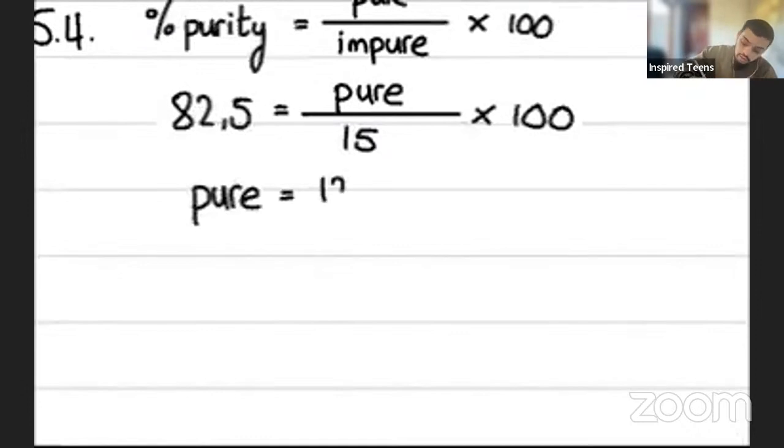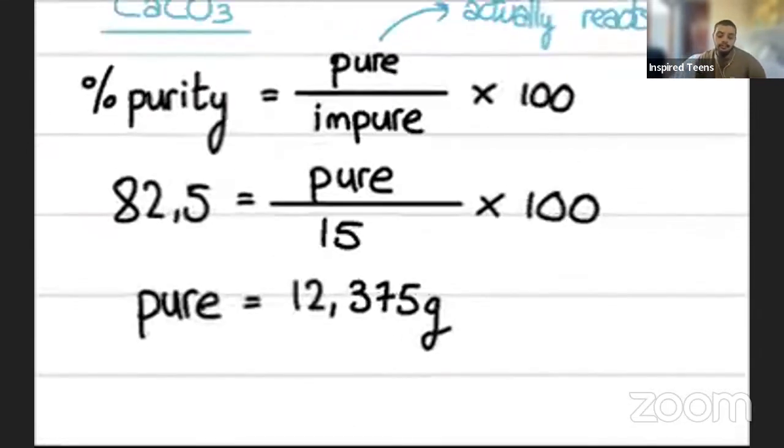Pure is equal to 12.375 grams. Okay, so this is what we can do when we have percentage purity. They give you the percentage. So we can say that percentage purity is equal to pure over impure multiplied by 100. So I equated the percentage: 82.5 is equal to pure over impure, so pure over 15, right?